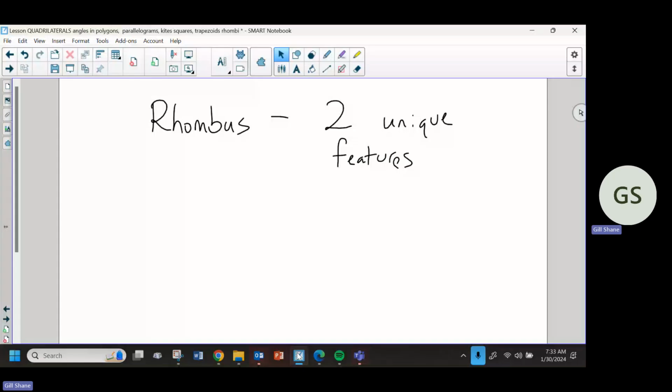So it should be recorded. So again, the first theorem we learned that was unique to a rhombus is that the diagonals are perpendicular. And that's the main one, because today we're going to learn another shape where the diagonals are also perpendicular.